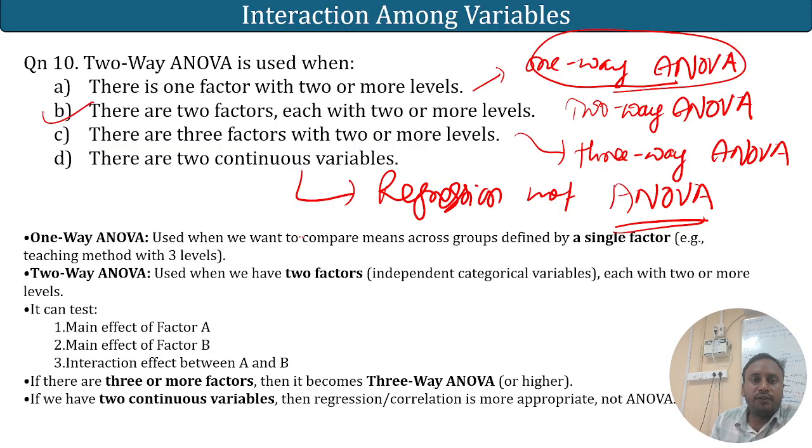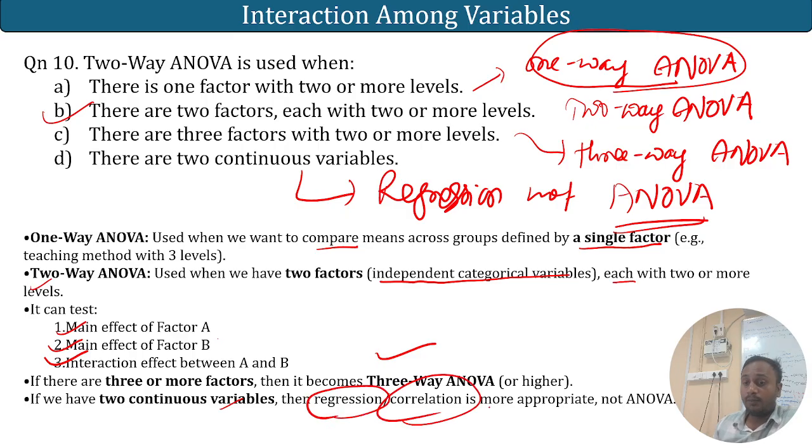One-way ANOVA is used when we want to compare means across the groups defined by a single factor. Two-way ANOVA, we have two factors, independent categorical variables, each with two or more levels: the main effect of factor A, the main effect of factor B, then the interaction effect. When we have three or more factors, it's a three-way ANOVA. When we have two continuous variables, regression or correlation will be more appropriate compared to ANOVA.